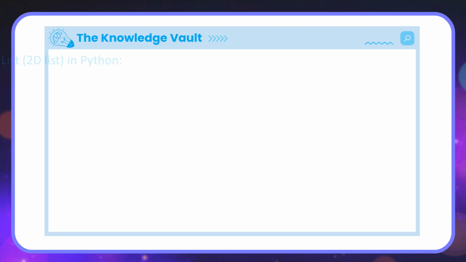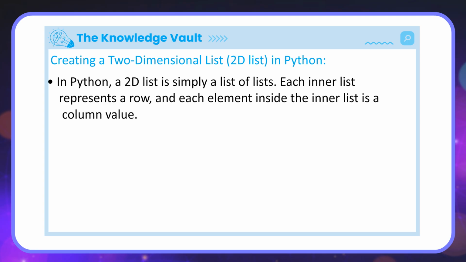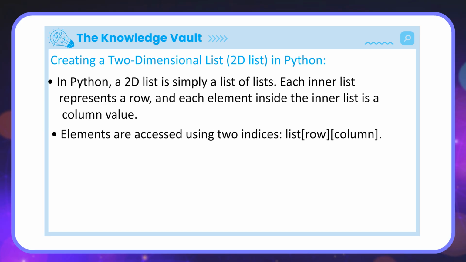The knowledge vault. Creating a two-dimensional list (2D list) in Python. In Python, a 2D list is simply a list of lists. Each inner list represents a row, and each element inside the inner list is a column value. Elements are accessed using two indices: list[row][column].